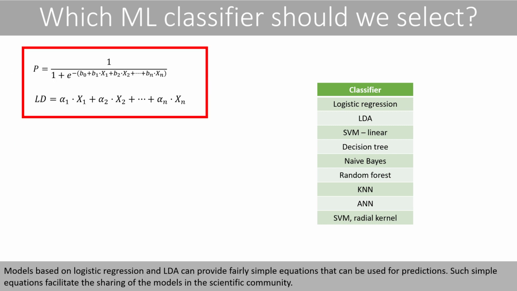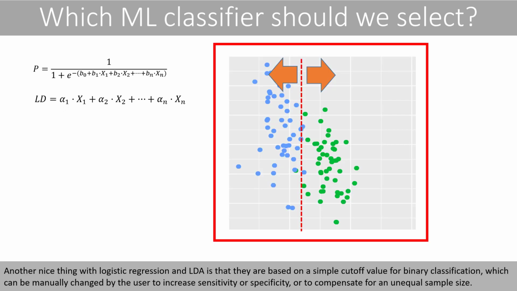Models based on logistic regression and LDA can provide fairly simple equations that can be used for predictions. Such simple equations facilitate the sharing of the models in the scientific community. Another nice thing with logistic regression and LDA is that they are based on a simple cutoff value for binary classification, which can be manually changed by the user to increase sensitivity or specificity, or to compensate for an unequal sample size.